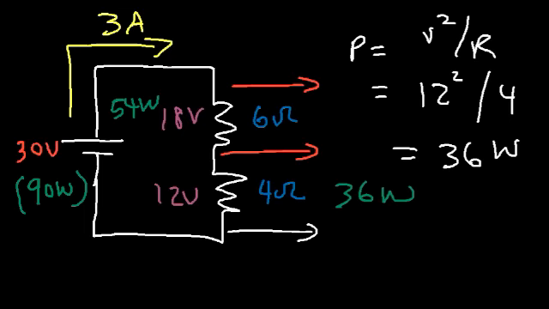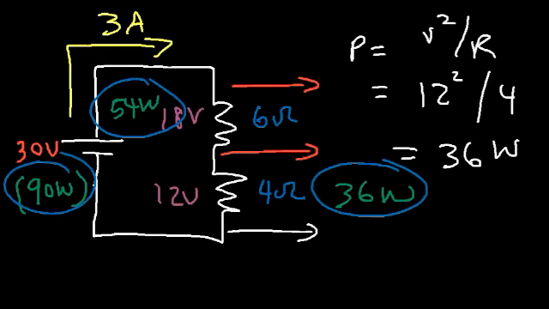Notice that the total power absorbed by the two resistors adds up to the power delivered by the battery, which is 90. 54 plus 36 adds up to 90.